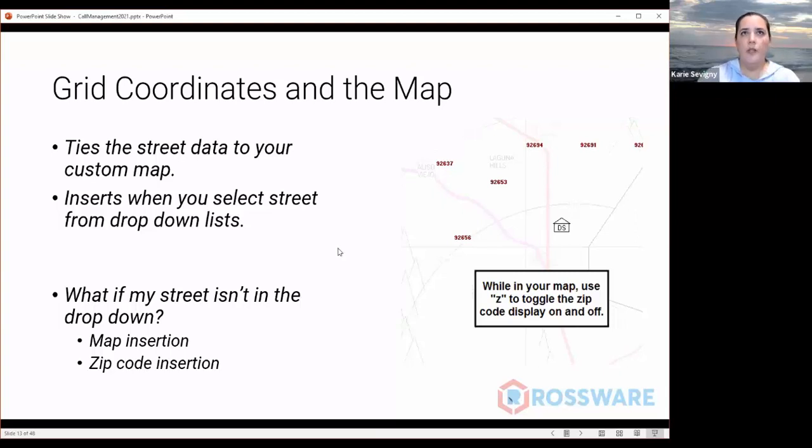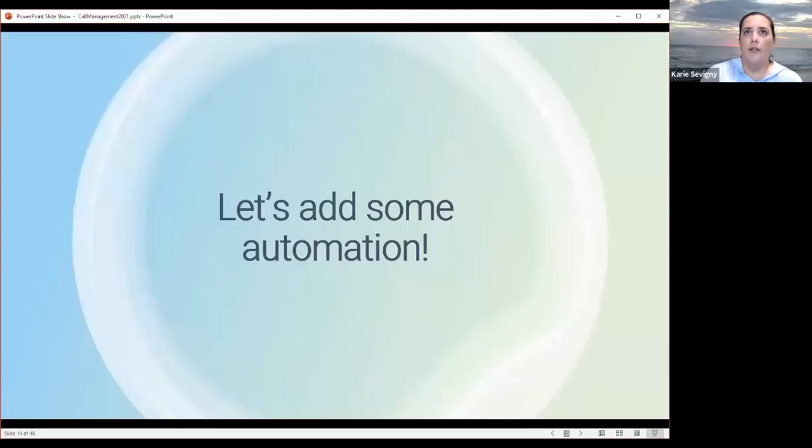So when it displays here, you're going to see the houses here. But then, what if my street isn't in the drop-down? You've got some options. You can do just a regular insertion, or you can do a zip code insertion. You can just click on the map and say, I want this house to be right here. So those are all manual ways to do it. But now we have some more automation. So we're going to talk about some of these automated ways that you can do some of the stuff.